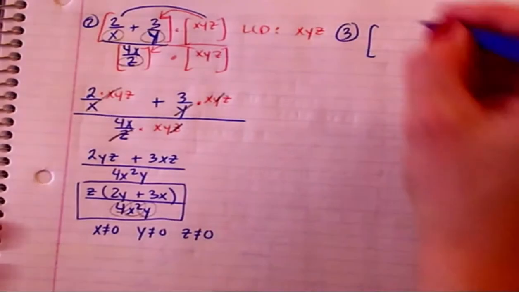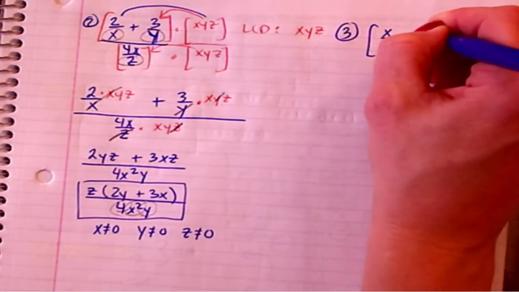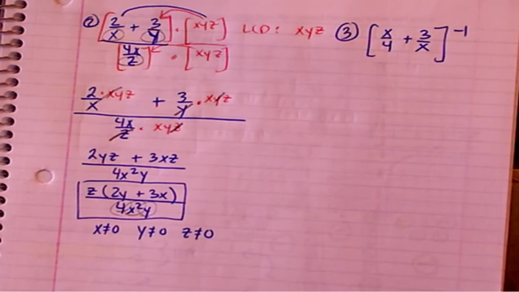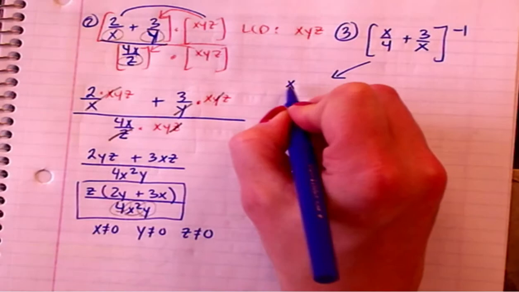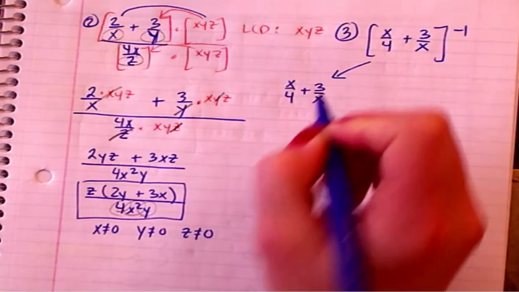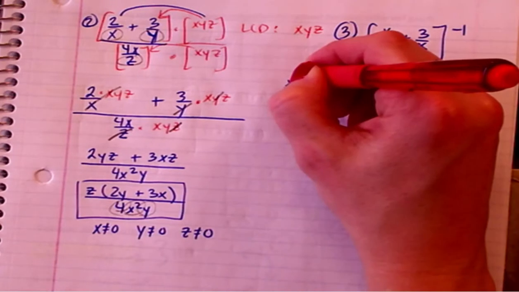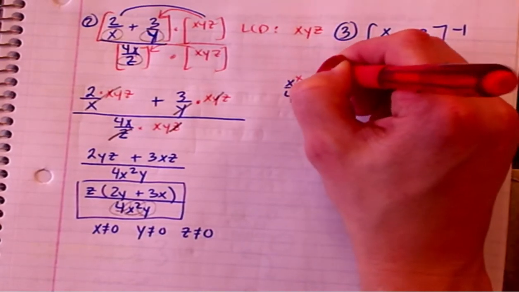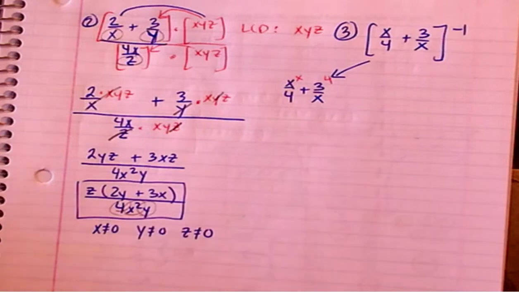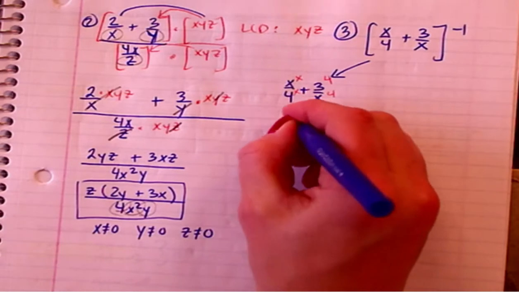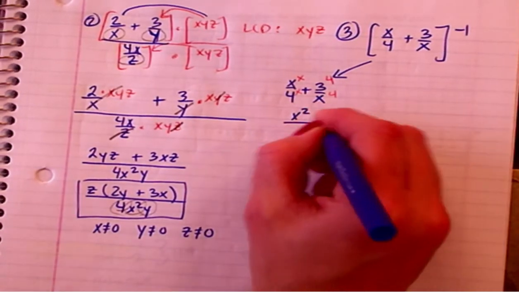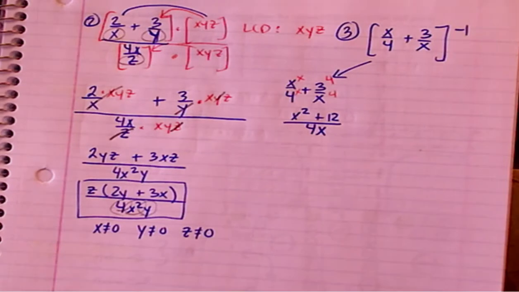X over 4, 3 over x. Okay, this is order of operations. You can add inside the parentheses. Okay, I'm going to do it 2 ways. Let's consider this. Okay, common denominator. So I'm going to multiply by x here and 4 here. Okay, so multiply by x, multiply by 4. Okay, that's the inside.